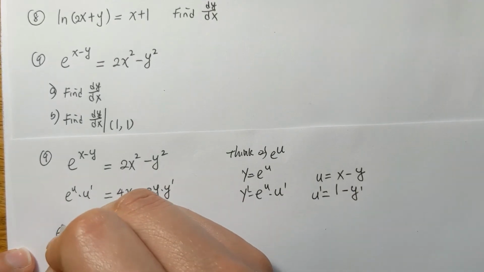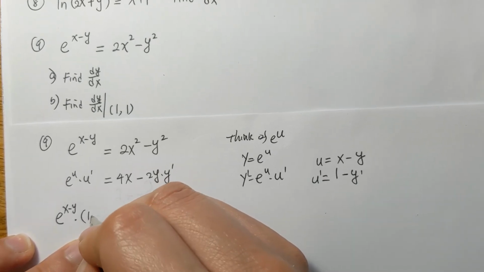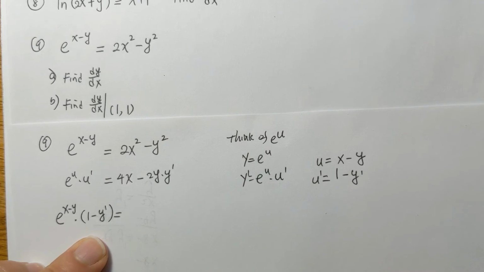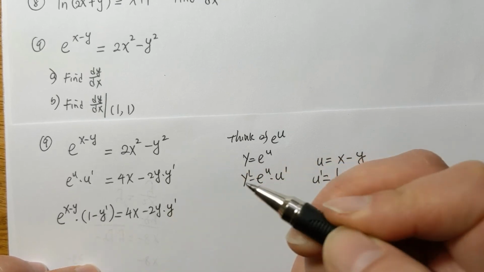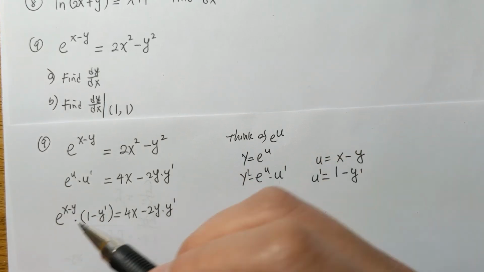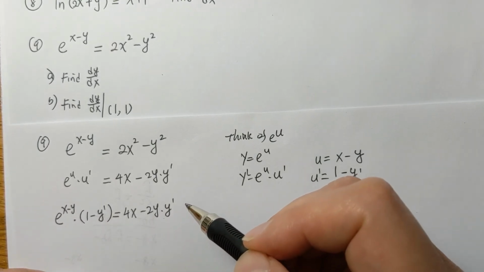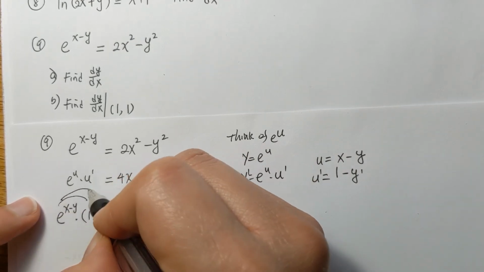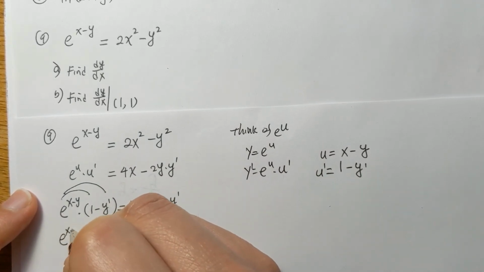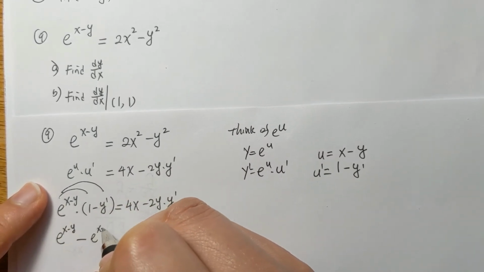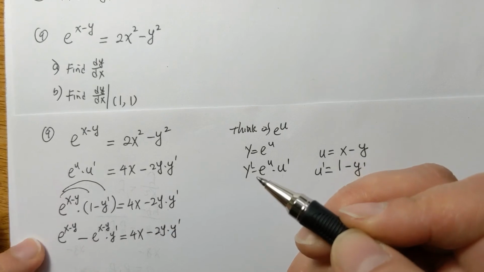So we go back here, we have e to the x minus y times, don't forget parentheses. Without that, it's not the same thing. 1 minus y prime. In other words, if you have more than one term, you have to use parentheses. So we have 1 minus y prime, and then you have another term, y prime, over here. Definitely, we should use the distributive property to make it easier to group them together later on. So we get e to the x minus y minus e to the x minus y times y prime equal to 4x minus 2y times y prime.